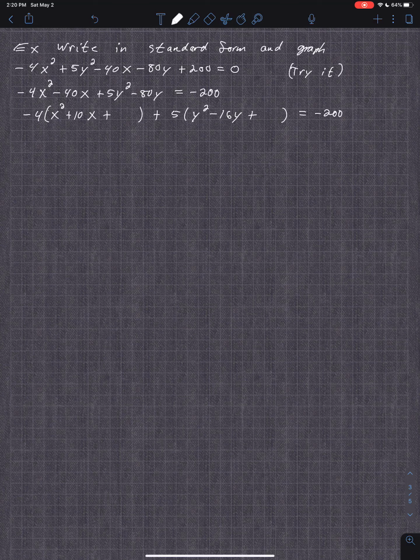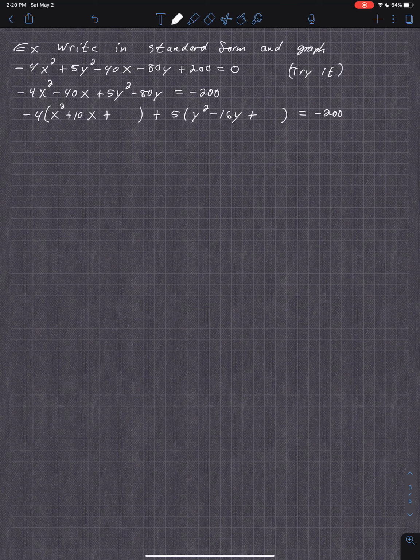Okay, so now we got to complete the square on those two trinomials. So you take half of the 10 and square it and add it here. And then we add the same thing of negative 4 times that. Same idea here, half of 16 and square it, put it here. And then we add 5 times that to the other side to balance it.